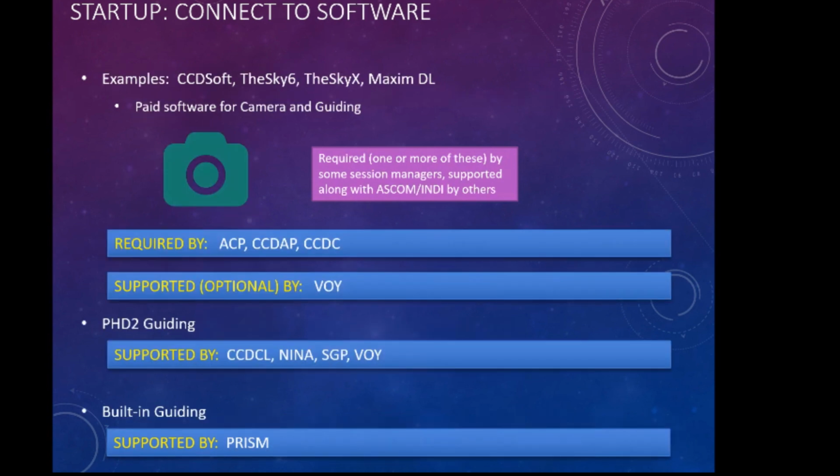And then in addition to supporting the hardware, for the products that require, and this is Alex, I guess the answer to your question about which of these products require third-party software for the camera, for example, ACP, CCD Autopilot, and CCD Commander all require that you have a piece of external software to manage the camera. Similar for guiding, half of them support PHD2, which is a no-charge guiding product. Prism has built-in guiding, so you do get that with the product, but the rest of these here require a paid piece of software to do guiding.